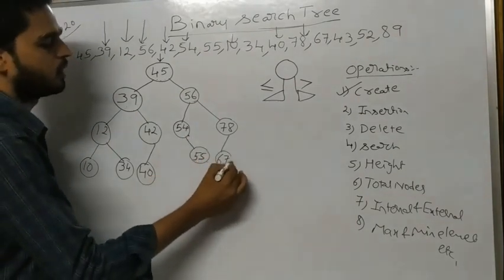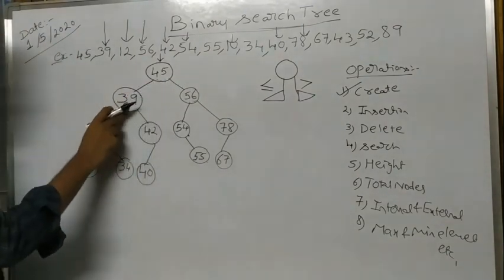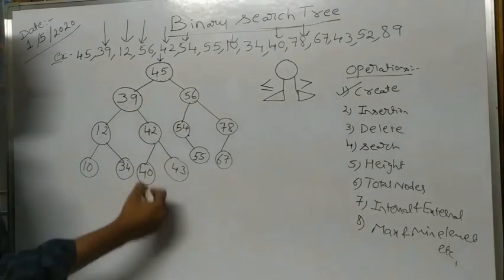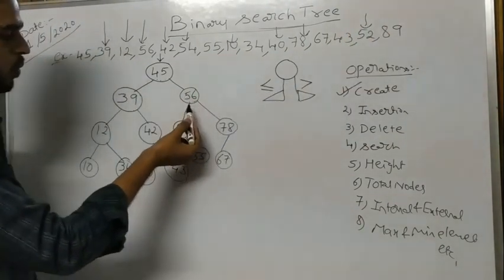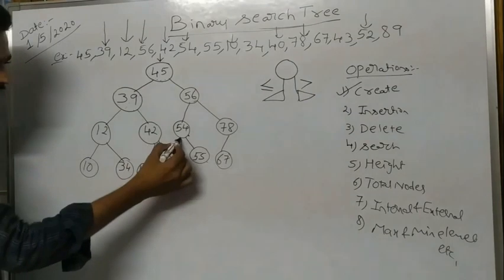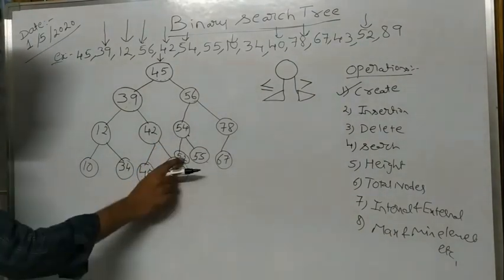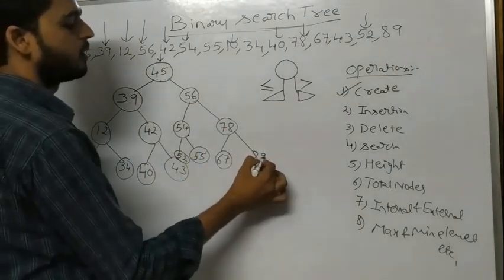You know already. Next 43. 43 is less than 45, greater than 39, greater than 42. So I am going to insert at this particular location. Next 52. 52 will come to the left side of this value, as 52 is less than 54 and there are no elements. Next 89. 89 will get inserted.